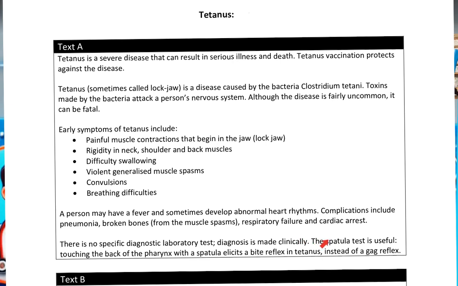So now, upon reading this quickly or skimming, you can do your scanning. Things that you need to note down: this first sentence is about introduction. The second one is about symptoms. The third one is about complications. And then here is about the clinical test. So we can label this text as introduction to tetanus, signs and symptoms, and test or complications as well.